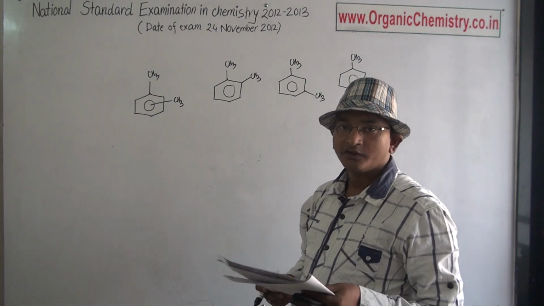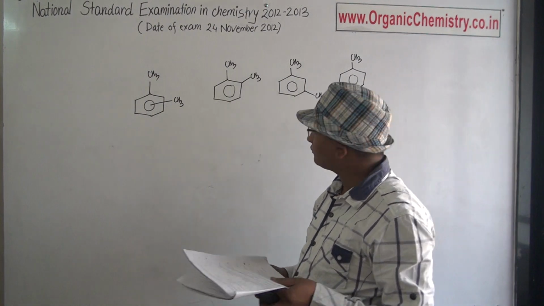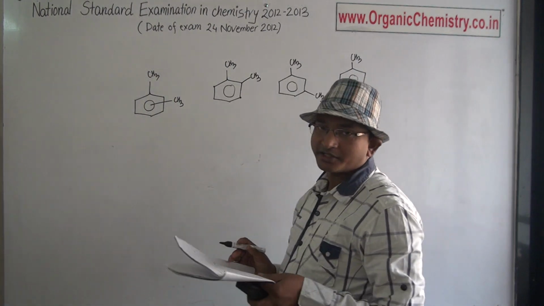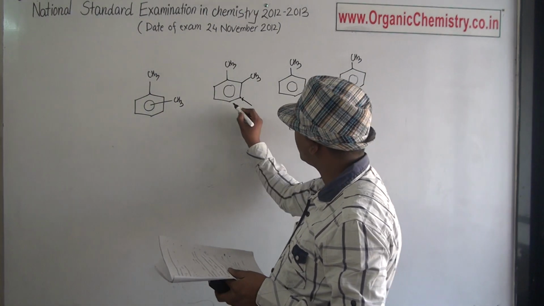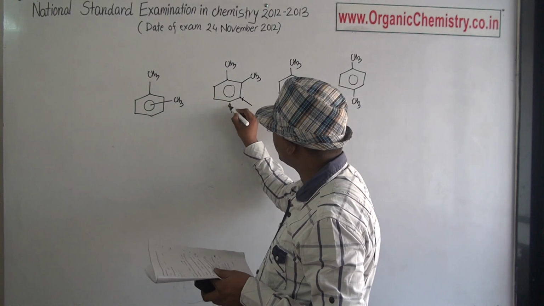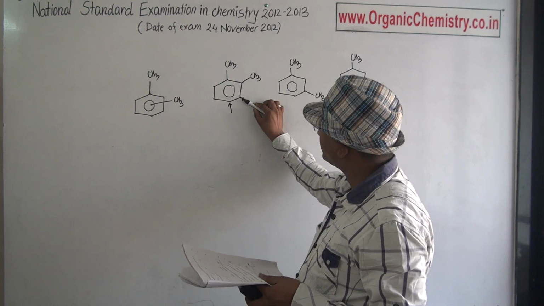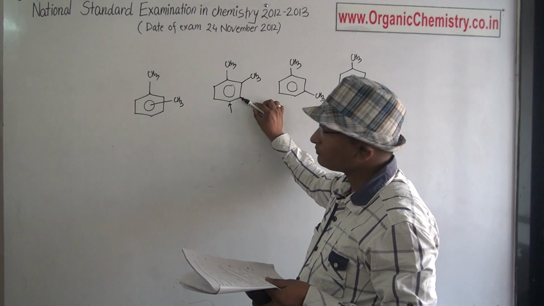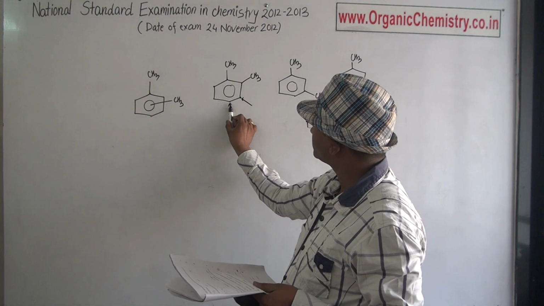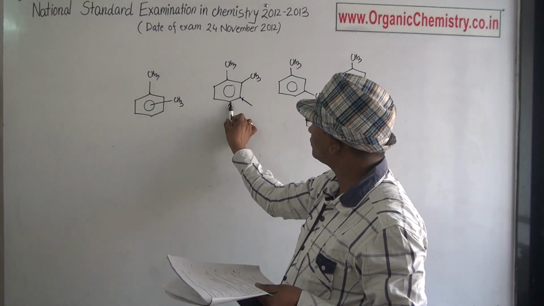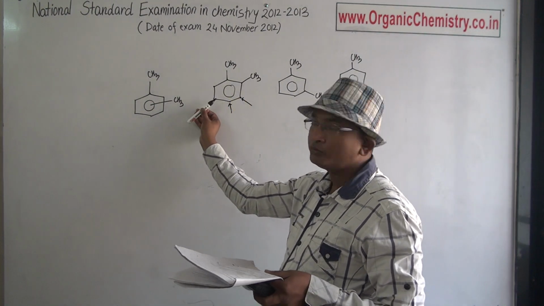In this question, they are asking about chemically different hydrogens in xylene. If you analyze carefully, these two hydrogens are the same, so that is one chemically different hydrogen. This is the second chemically different hydrogen. If you replace this hydrogen with chlorine, you get 1-chloro-2,3-dimethyl. But at this position you will get 4-chloro-1,2-dimethyl.